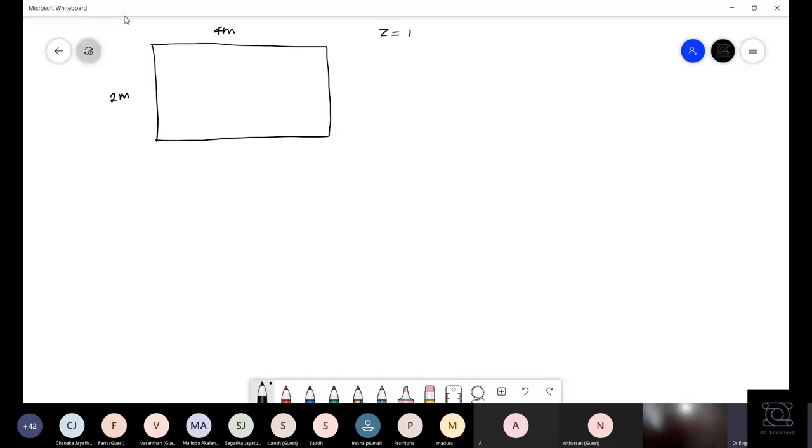So is the screen visible to you all now? Yeah, it's visible.